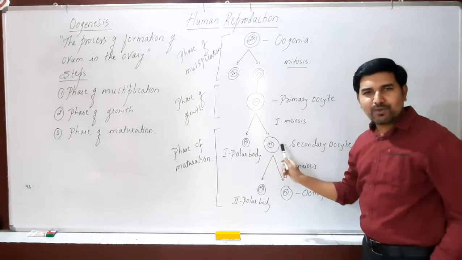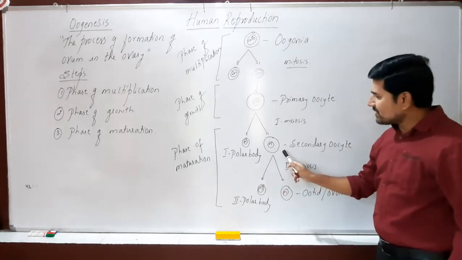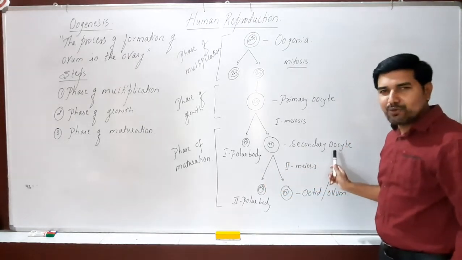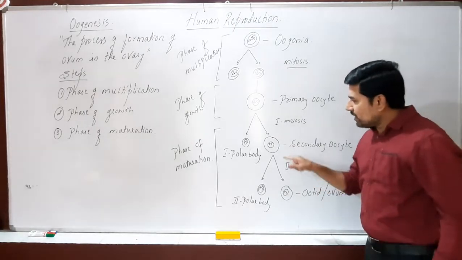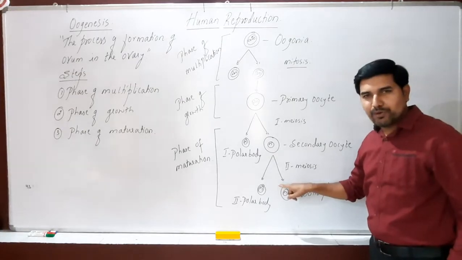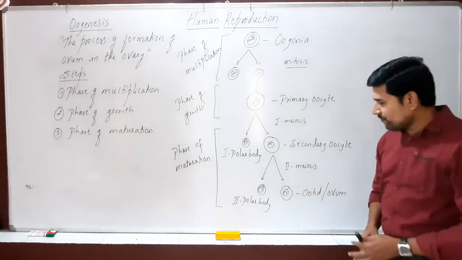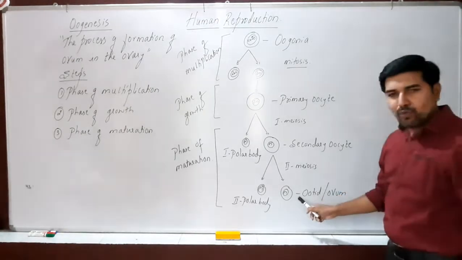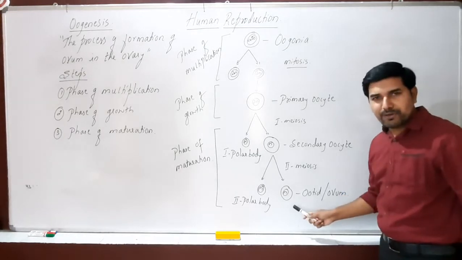But one is smaller, one is larger. The smaller cell is said to be the first polar body. The larger cell is said to be the secondary oocyte because it is having dense cytoplasm. Now, this secondary oocyte undergoes the second meiotic division to produce one smaller, tiny second polar body, and the other one is an ootid, which is also called an ovum. So this is how the ovum is produced.